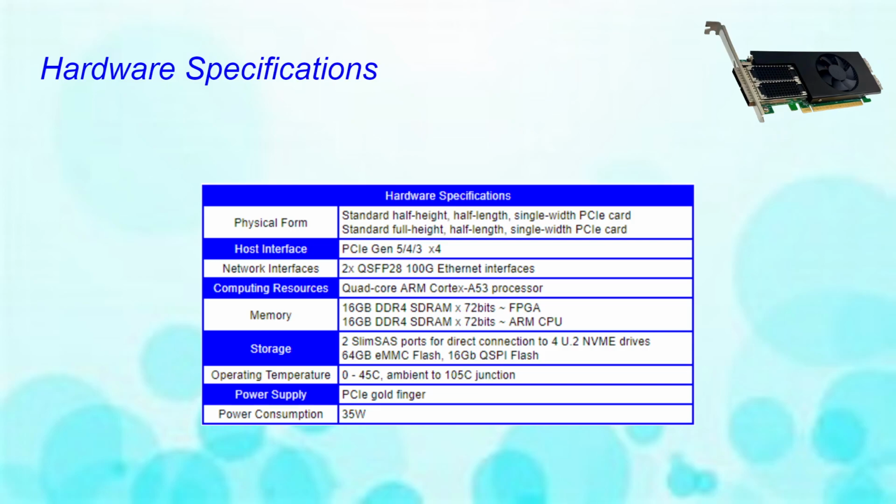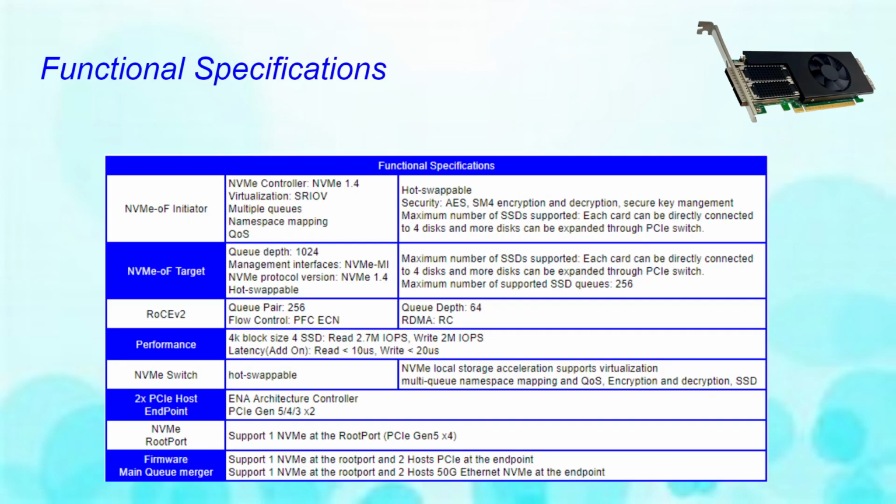Here are the hardware specifications. Listed in the table is the physical form, host interface, network interfaces, computing resources, memory, storage, operating temperature, and power consumption. Here are more functional specifications.